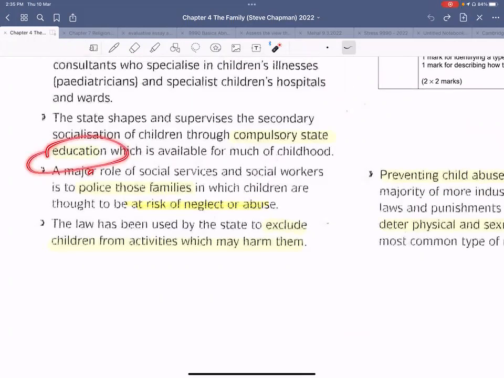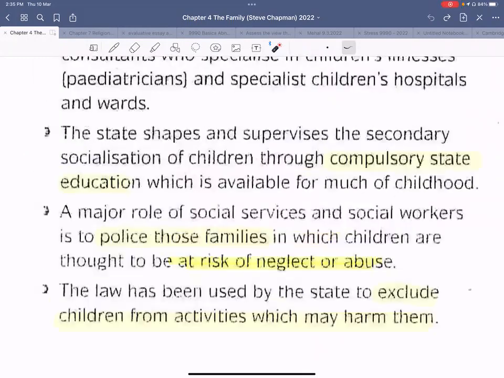The state has made education compulsory, right? Where the state has made education compulsory, that automatically means the state is taking steps, or intervening, or making sure that every child does get educated, clear, so that they could grow up to be law-abiding citizens. Number three, a major role of social services and social workers is to police those families in which children are thought to be at the risk of neglect or abuse. Children at the risk of neglect or abuse, the state protects them.